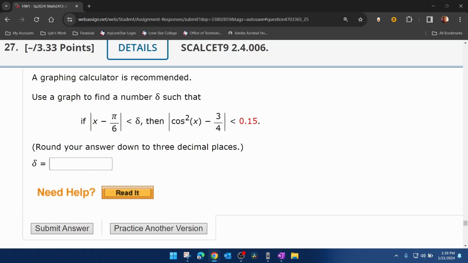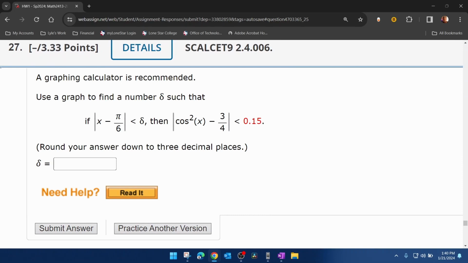We've got the statement, if the absolute value of x is less than pi over 6, if that is less than delta, then the absolute value of our function minus L, this cosine squared x minus 3/4, that distance is going to be less than 0.15. Let's make some notes in our scratch work.